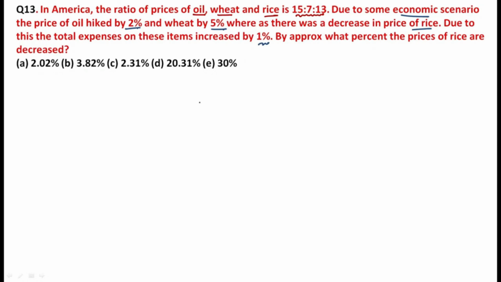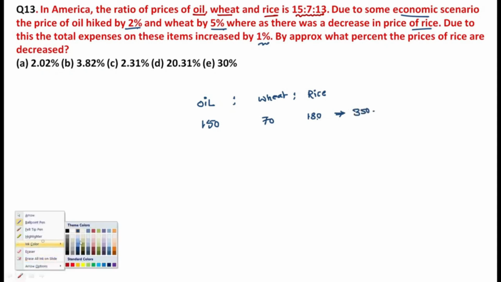The calculation: here the prices of oil, wheat and rice are in the respective ratio. I just consider 150. You can take any value, but those values must satisfy the ratio of 15, 7 and 13. For better calculation purposes, I consider those values as 150 rupees, 70 and 130. Now the sum of all these values is 350 rupees.